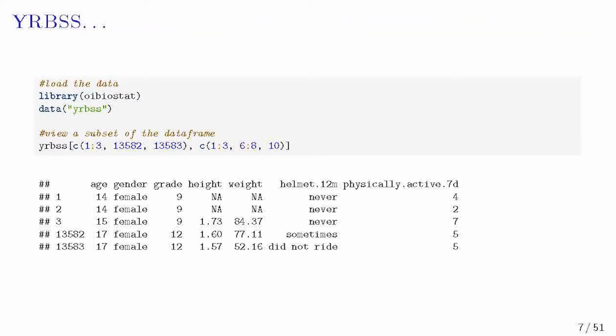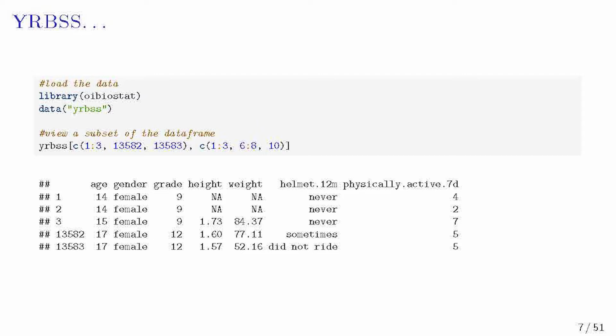Here we have a display of some of the variables and some of the cases. And this is all from the R software that is often used for statistical analysis. The data starts down at the lines where there's a double hashtag or double pound sign. And you'll see that there's a 1, 2, 3, and then the 13,582, 13,583. Those are like an identifier for each of the individuals. So imagine you took the survey, one of these would describe you.